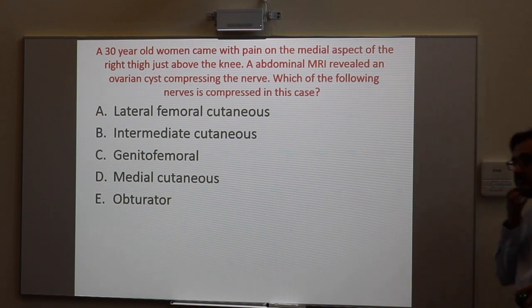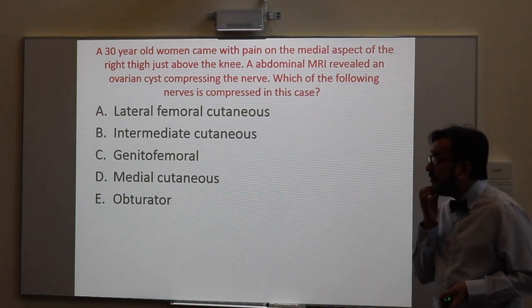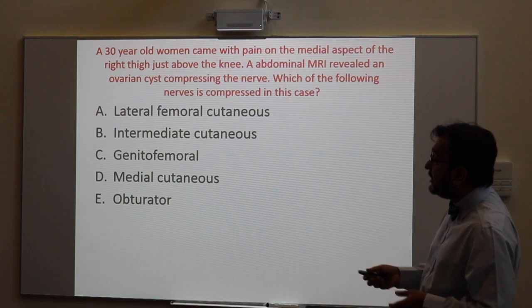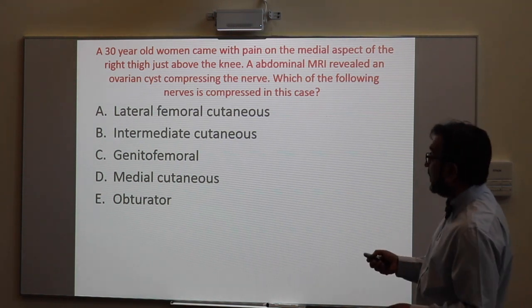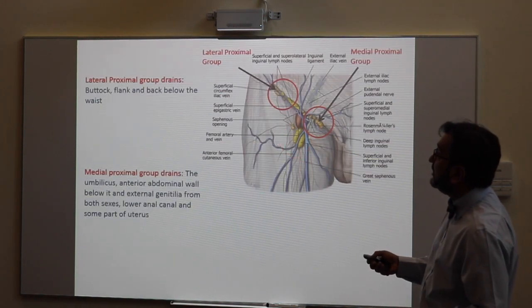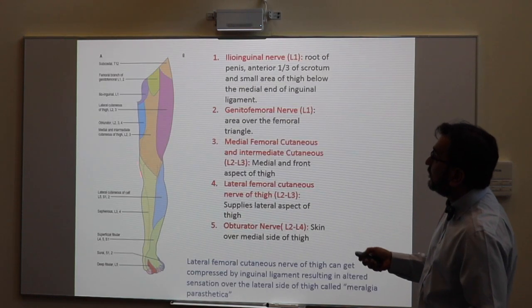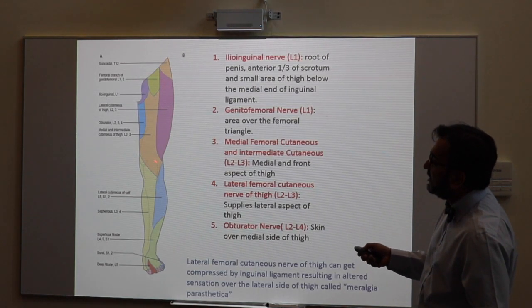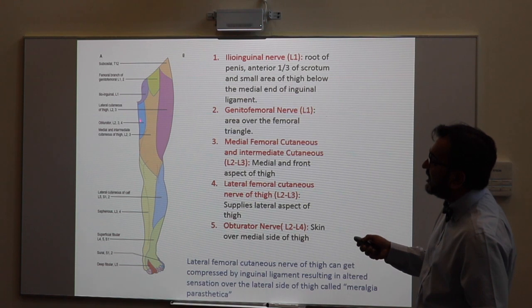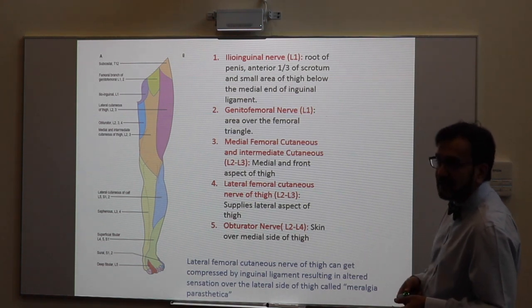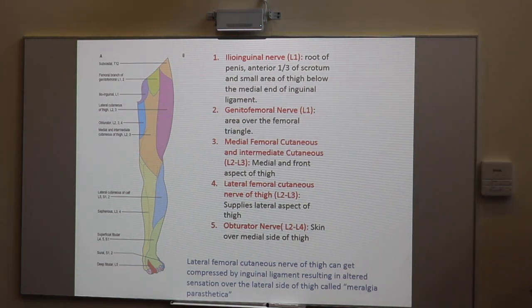But the question says above the knee. Yes, above the knee, on the medial side of the thigh. If we go back and you see this, this is the knee. Above the knee, on the medial side of the thigh, the nerve supplying it is the obturator. Okay?